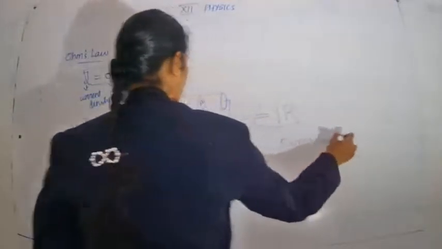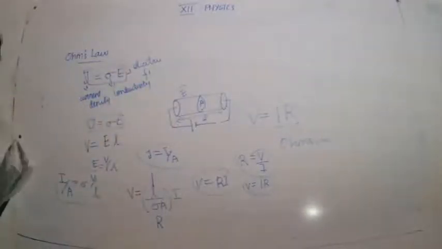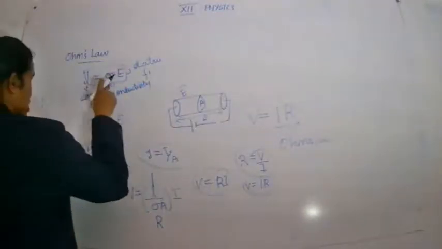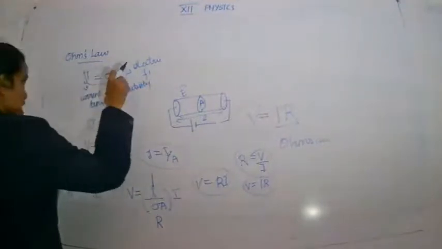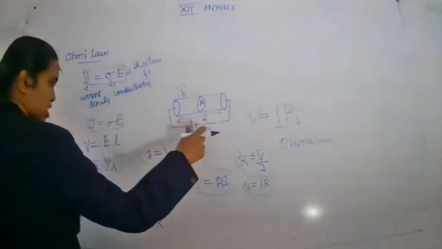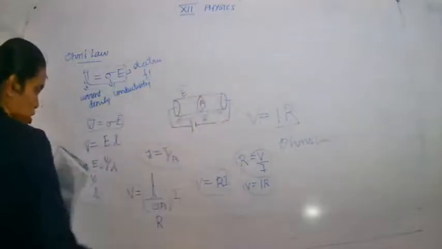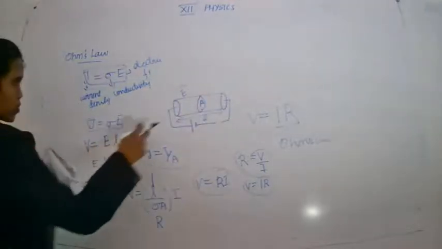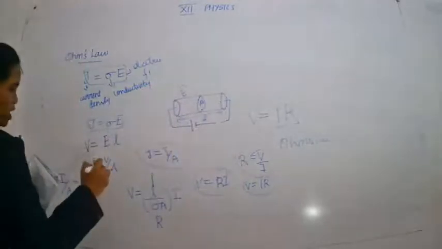Ohm's law is derived from the current density. So current density J equal to sigma E, where sigma is the conductivity, J is the current density, E is the electric field. Now what is the voltage here? A positive terminal, negative terminal and a length of a conductor with a cross sectional area. The voltage is equal to the electric field and the length. So E into L.